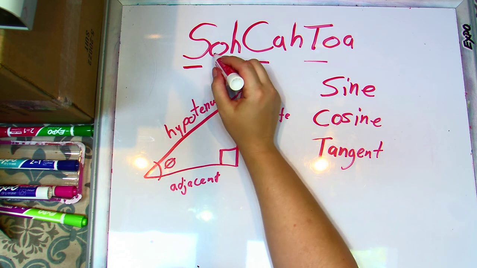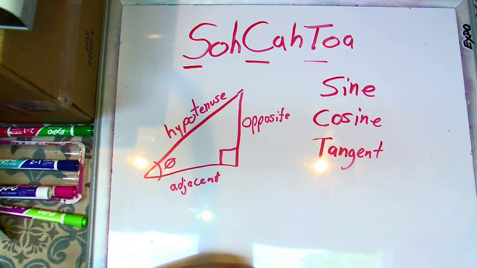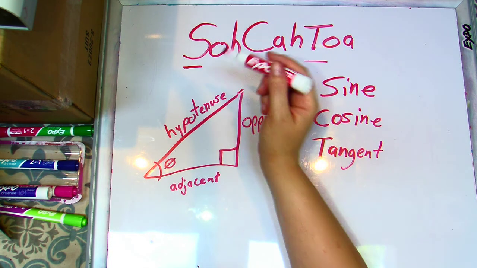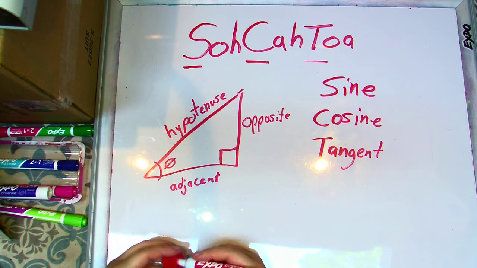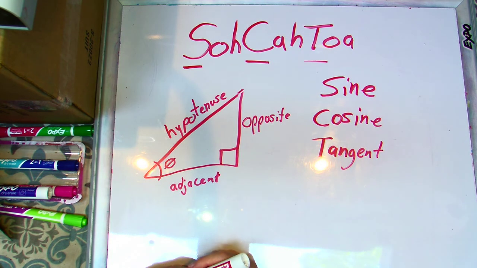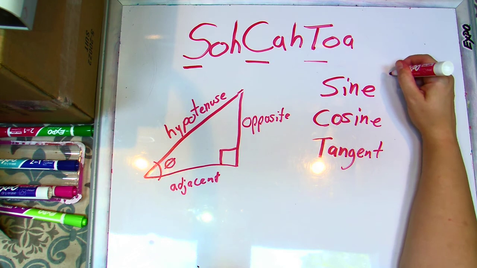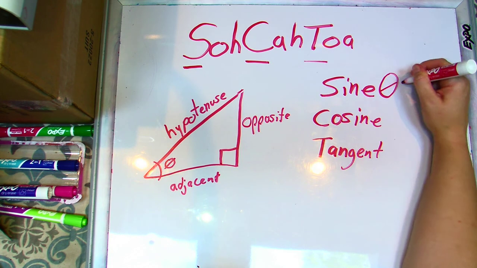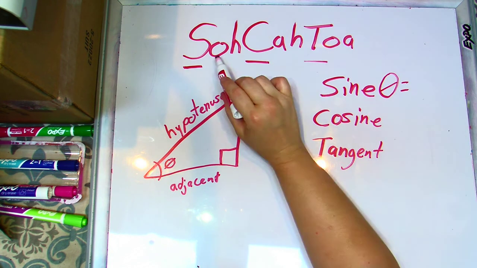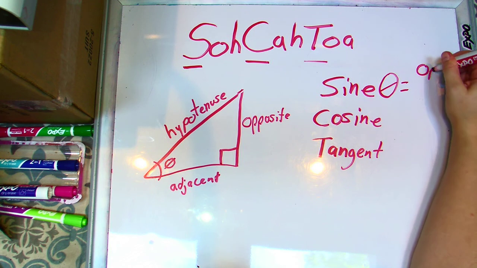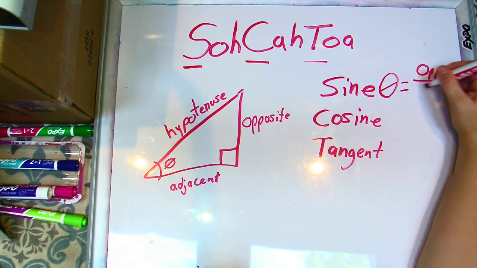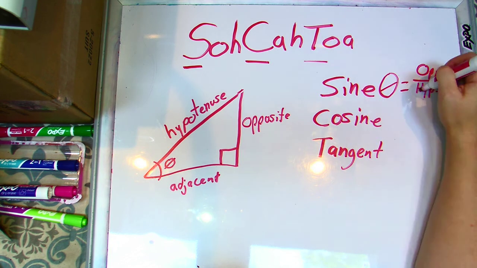Now, how this is talking about in terms of, well, okay, what about OH, AH, OA? Well, don't worry, we're going to get there. So sine of the angle, so sine theta, is equal to opposite over hypotenuse. SOH.